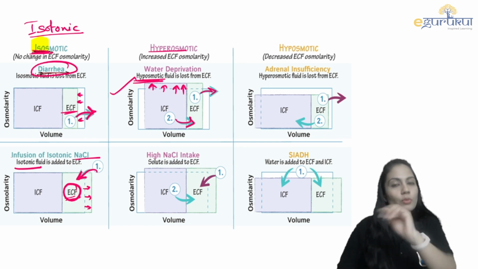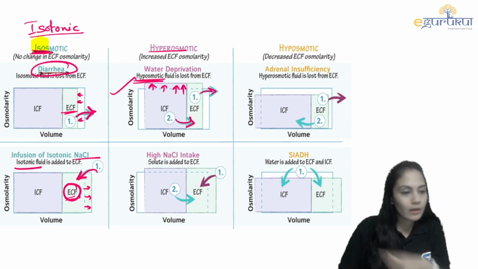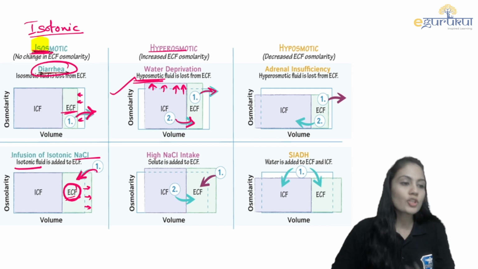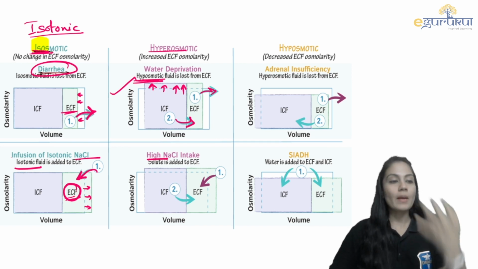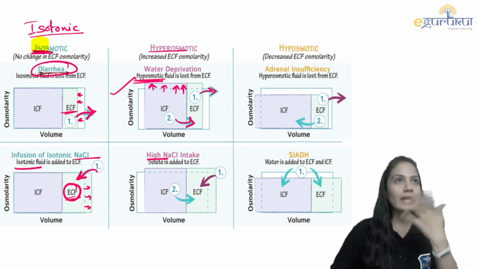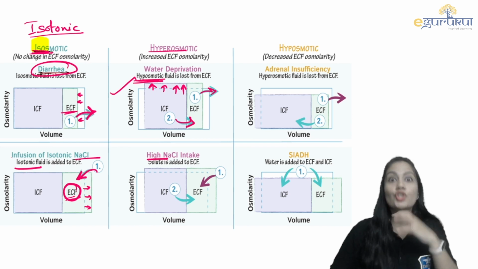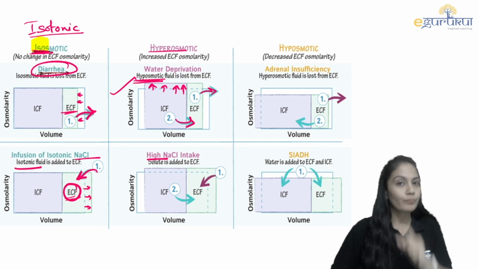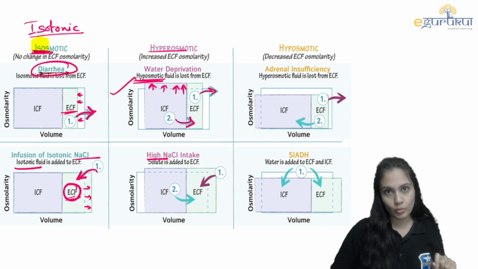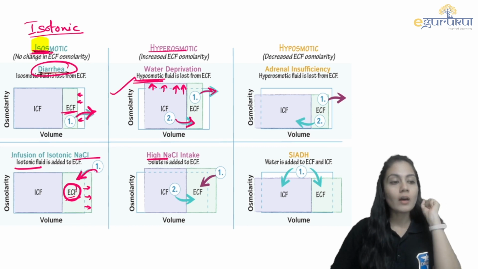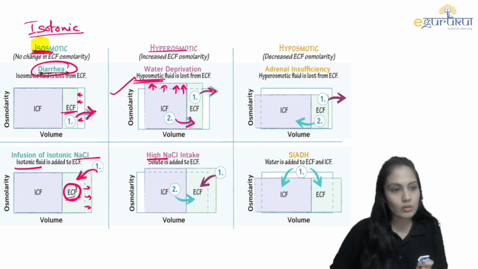Don't worry, I'll make you write the table, which will make things easier, right? Just concentrate over here for some time. High NaCl intake. If somebody had a very large amount of ingestion of salt, then what is going to happen? He is not drinking the water over here, but he ate a lot of salt. Then what is going to happen?